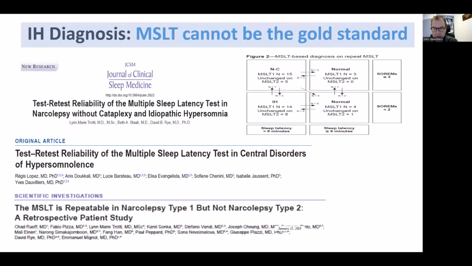So as I told you, IH cannot be diagnosed with MSLT alone, and there are 3 papers, the first from Atlanta, the second in my lab, and the third in Stanford, proving that MSLT is hugely variable, the latency and the number of SOREMs, if you repeat the MSLT in IH subjects. So it cannot be a good gold standard, and I insist on that because it's often the only test performed in most labs worldwide.